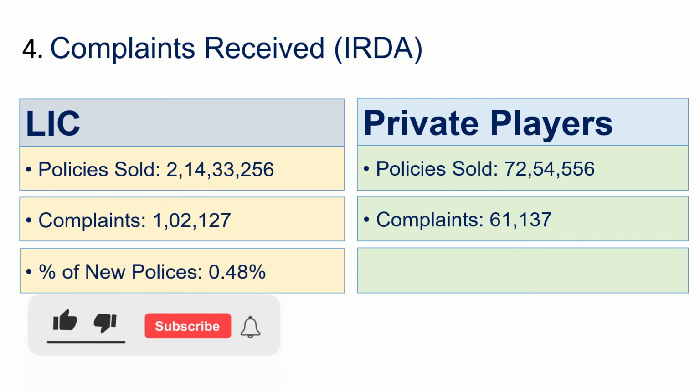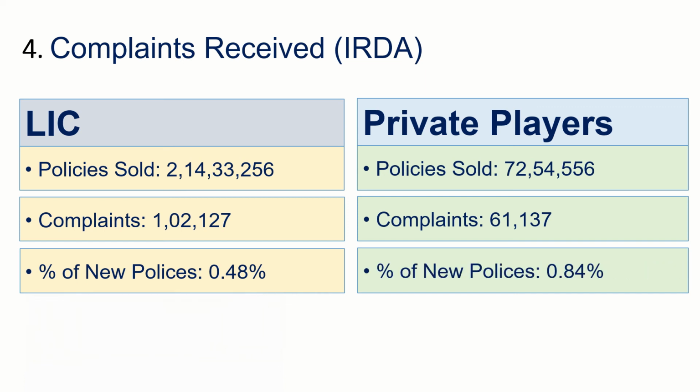As a percentage of new policies sold, 0.48% of people made a complaint against the LIC, whereas for the private players it was 0.84%. So the figure was almost twice for private players. People have larger grievances with private players than with the LIC.